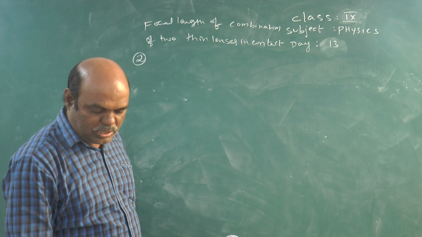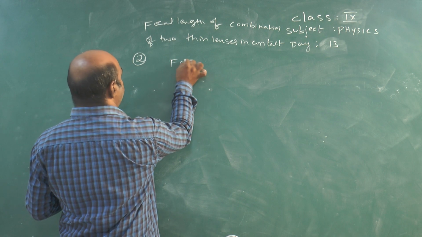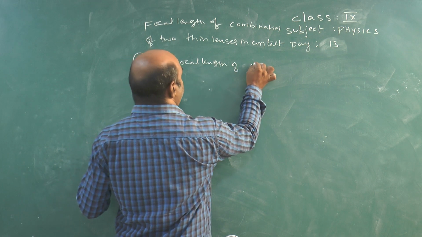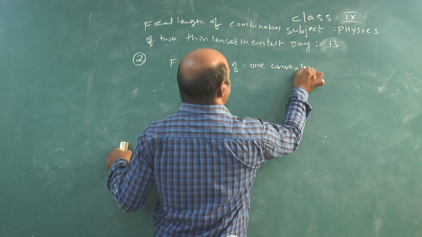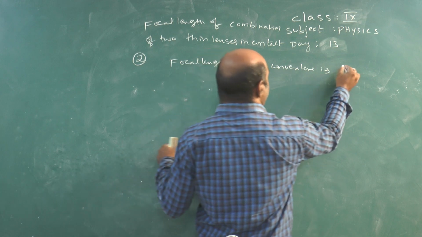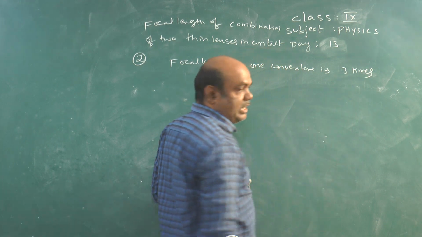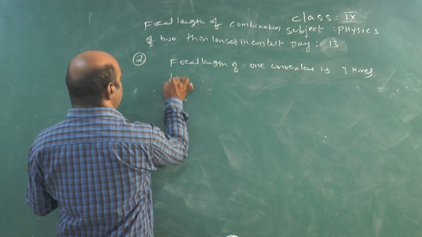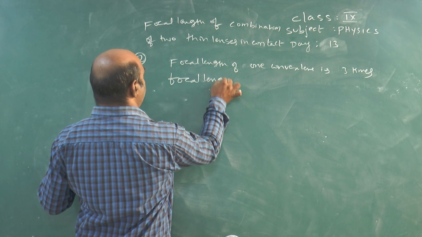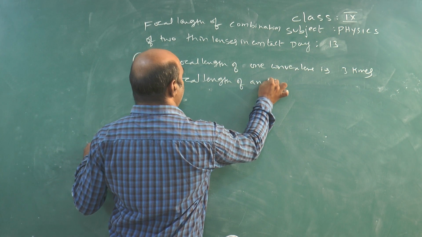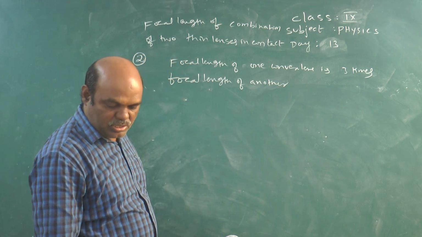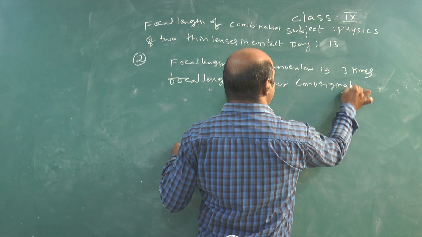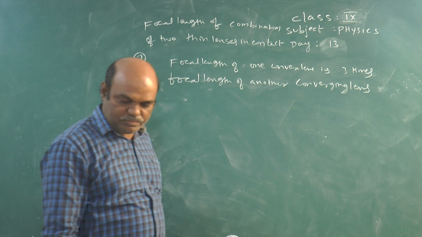The focal length of one convex lens is 3 times the focal length of another converging lens.